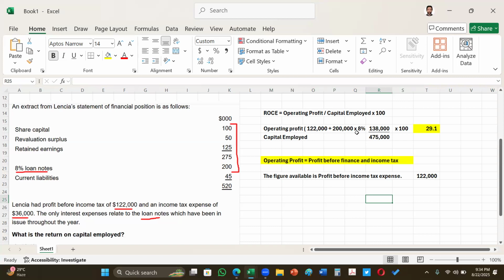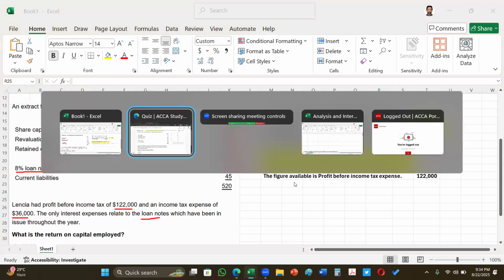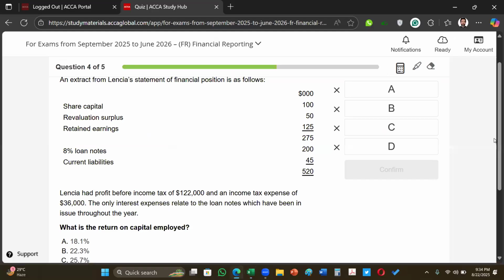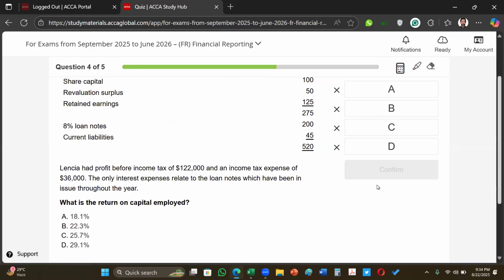I hope this is clear now. Yes, it is. Thank you. Excellent. I hope everyone is comfortable with this one. If you're all comfortable, we could just quickly go and see option D. It is 29.1, which we have just calculated.